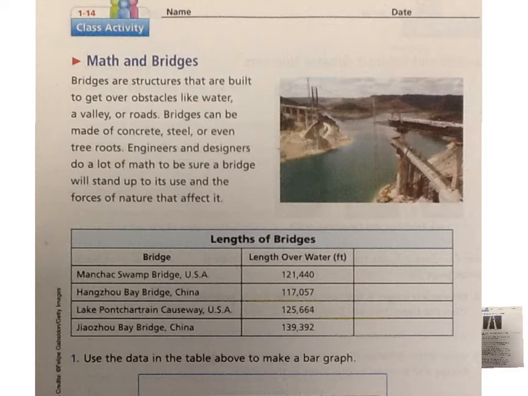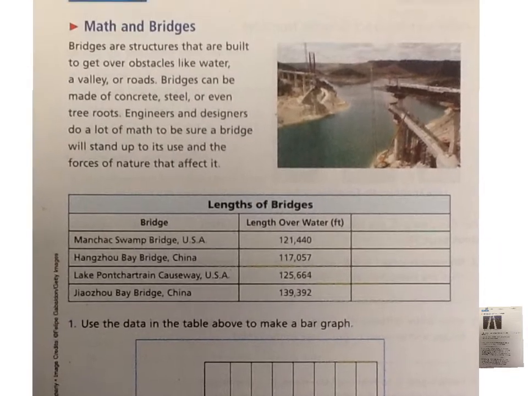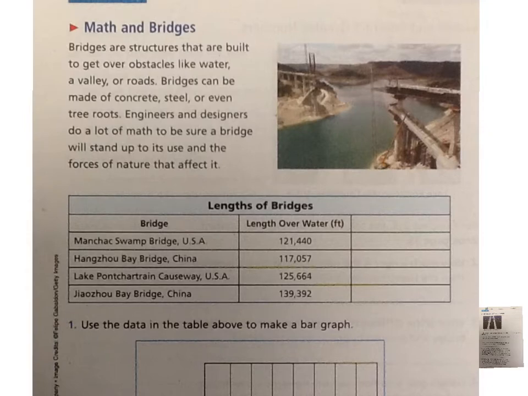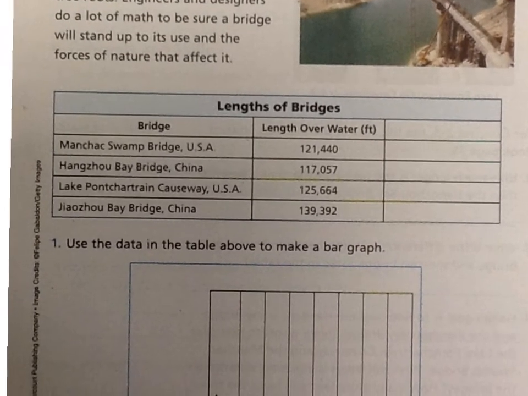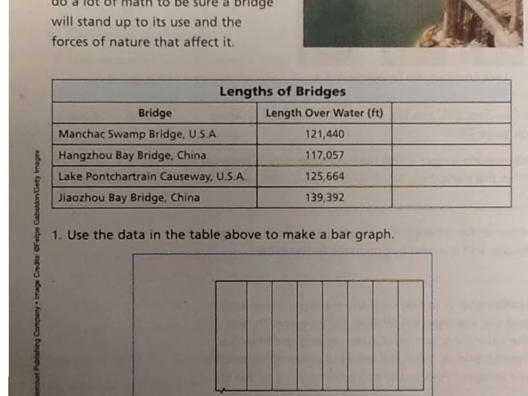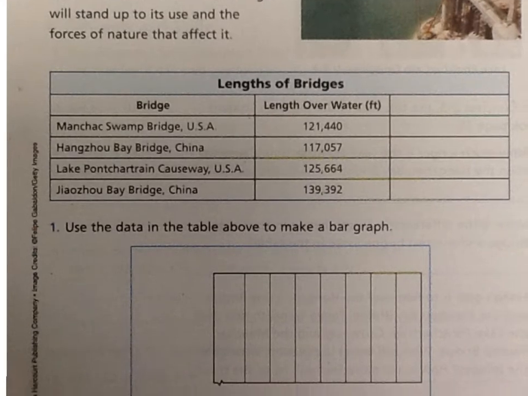It says bridges are structures that are built to get over obstacles like water, a valley, or roads. Bridges can be made of concrete, steel, or even tree roots. Engineers and designers do a lot of math to be sure a bridge will stand up to its use and forces of nature that affect it. That little paragraph was basically an introduction to the problem. Hopefully no one was looking for numbers in there to use, because all the numbers are right here.